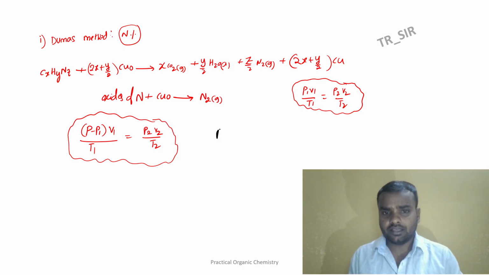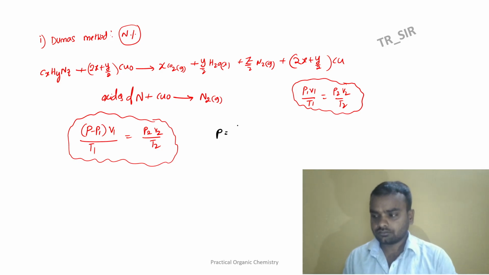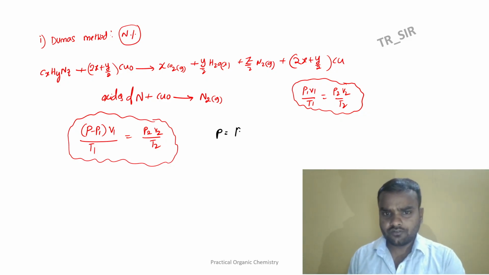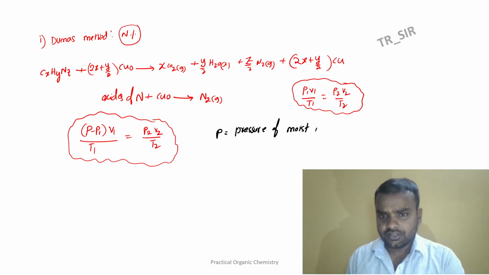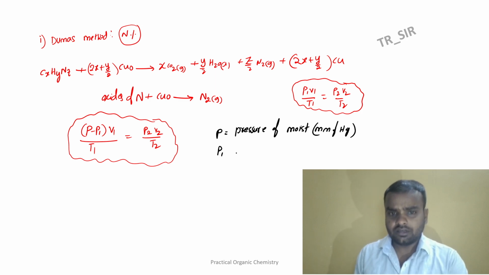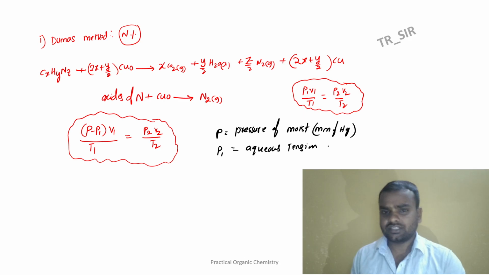So P is the pressure of moist gas. The units should be mm of Hg. Pressure units: mm of Hg. P1 is the aqueous tension pressure.